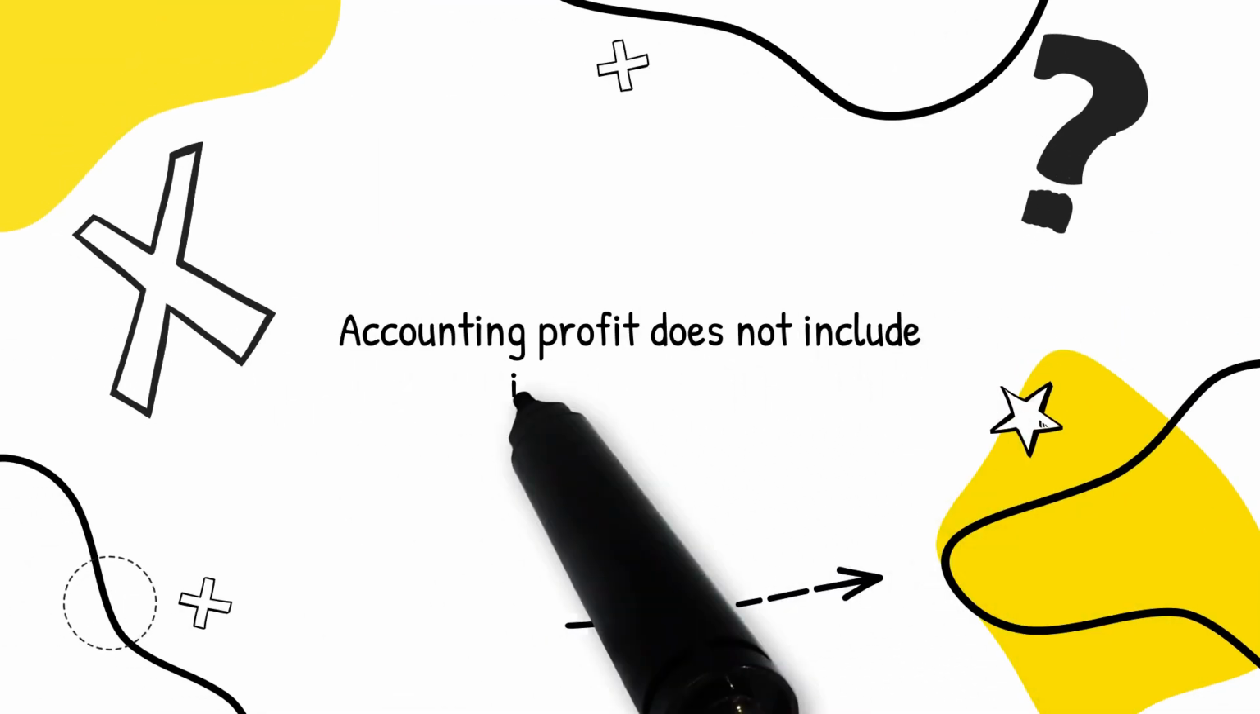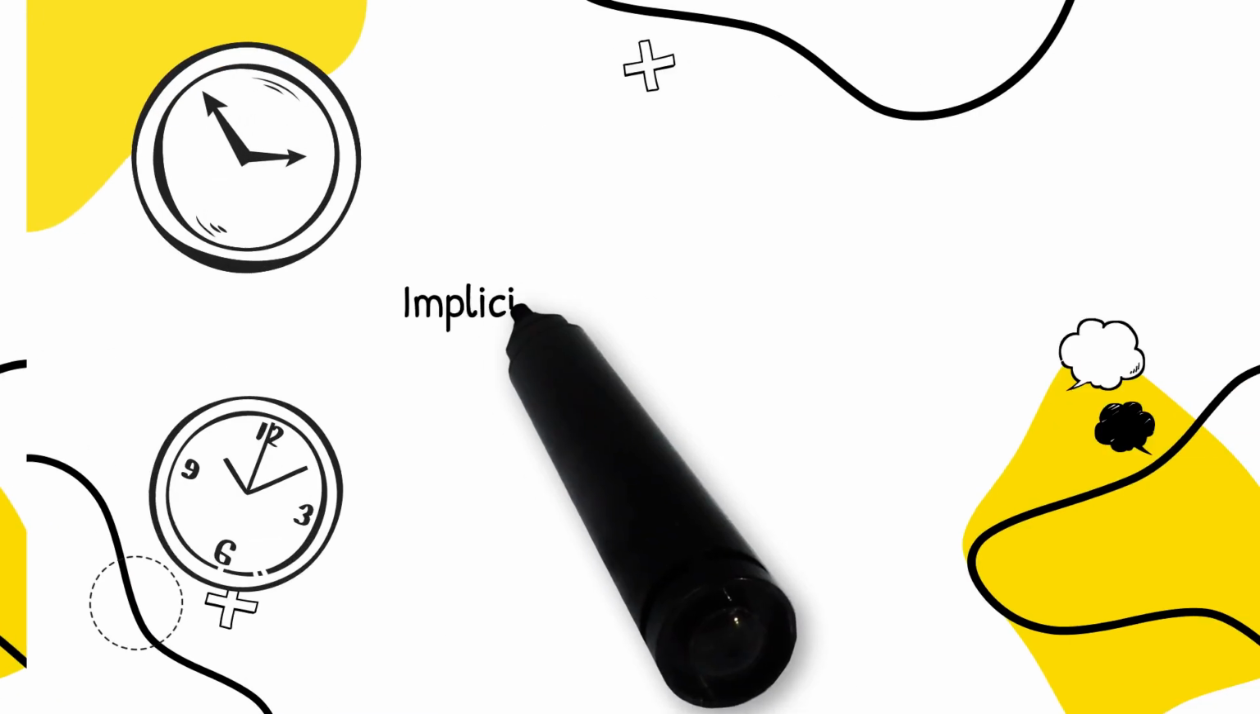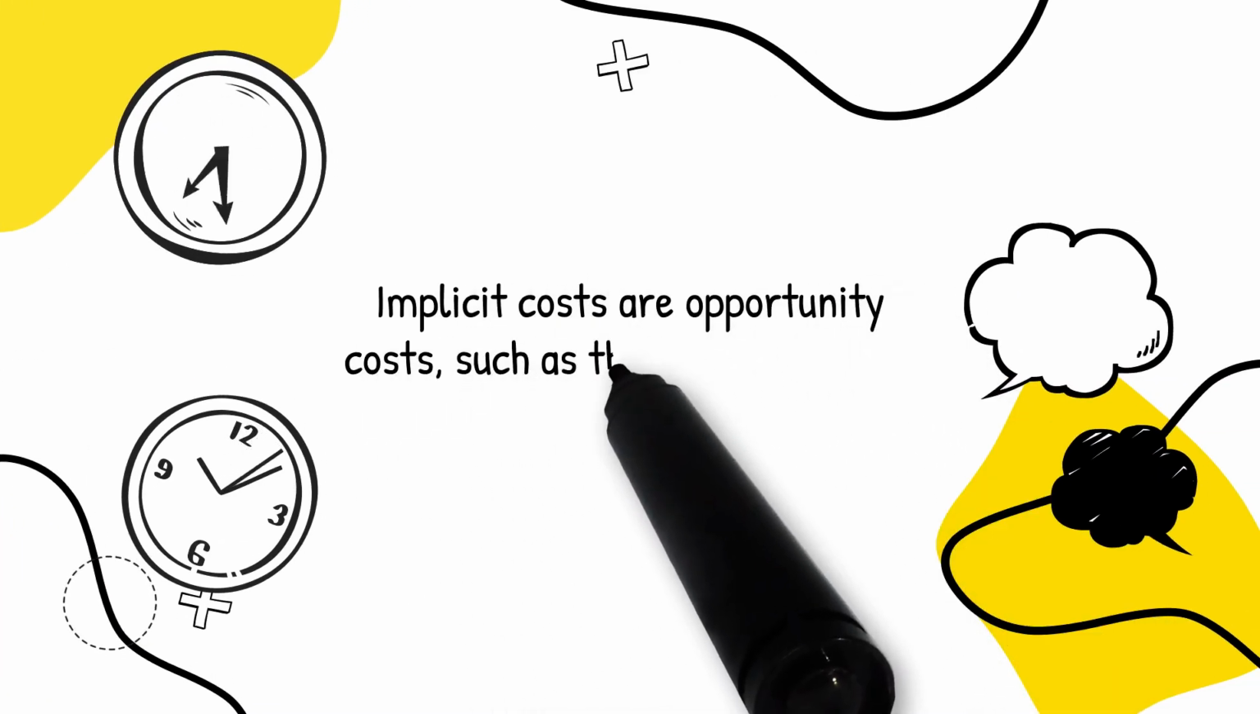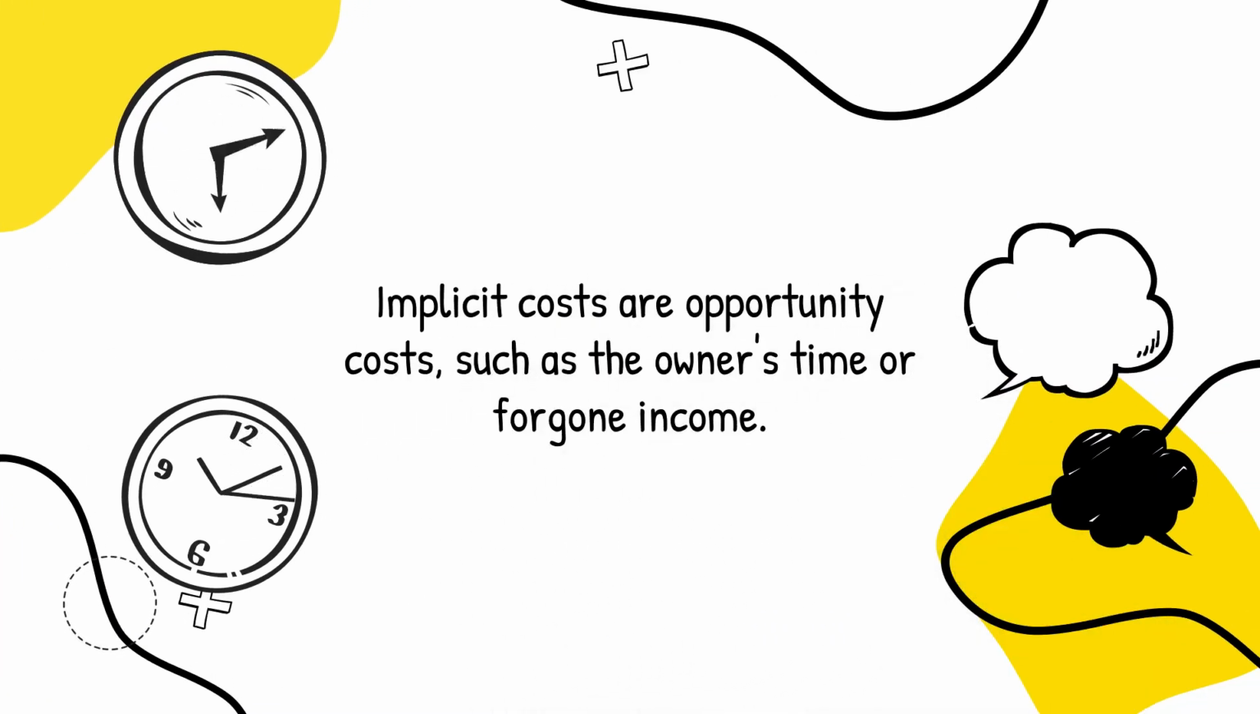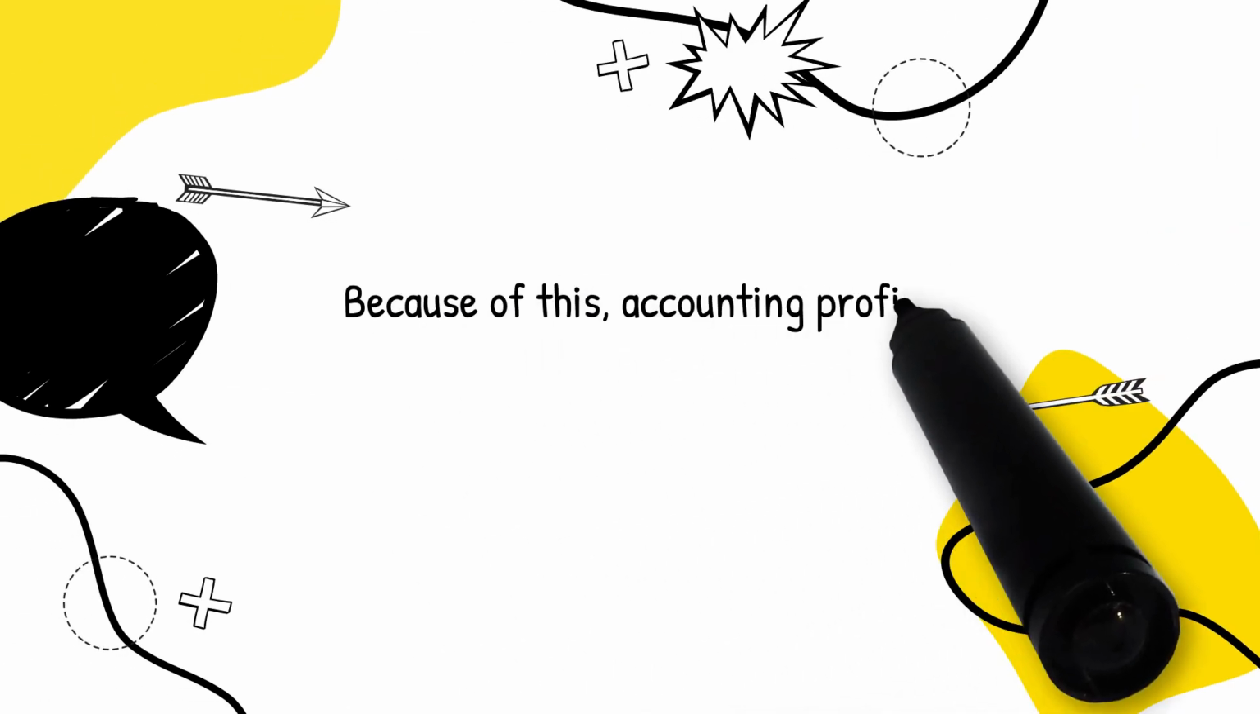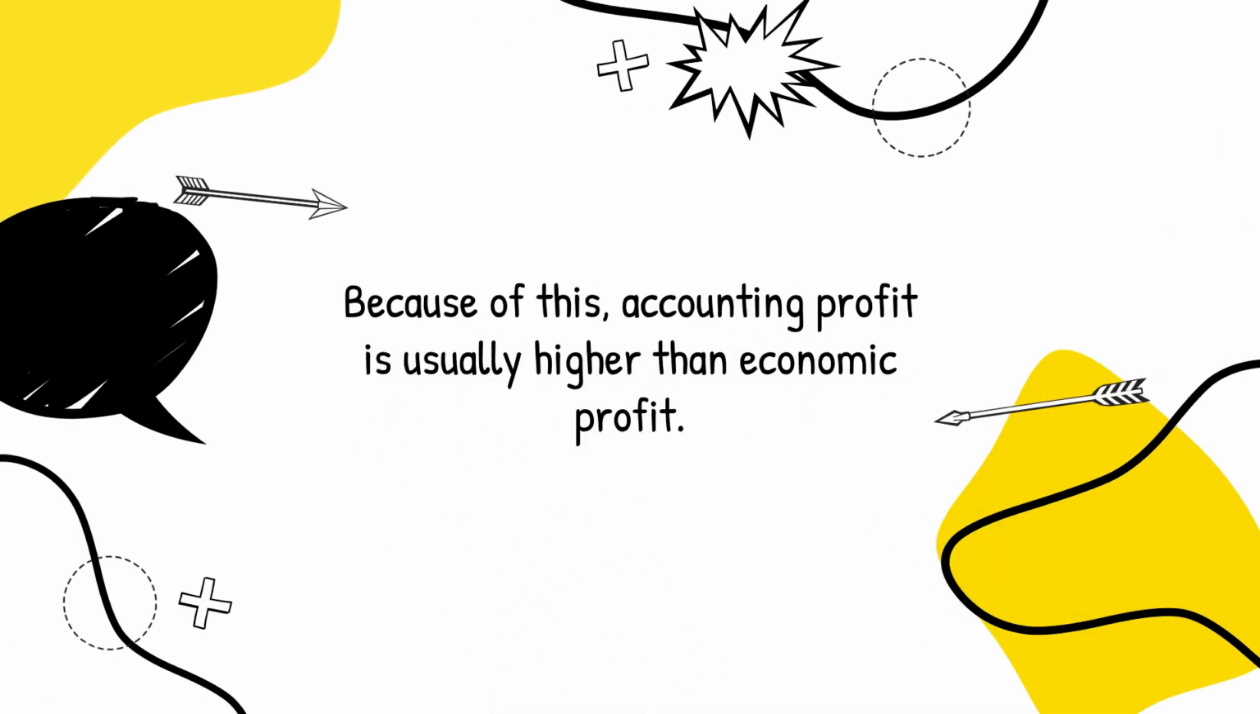Accounting profit does not include implicit costs. Implicit costs are opportunity costs, such as the owner's time or foregone income. Because of this, accounting profit is usually higher than economic profit.